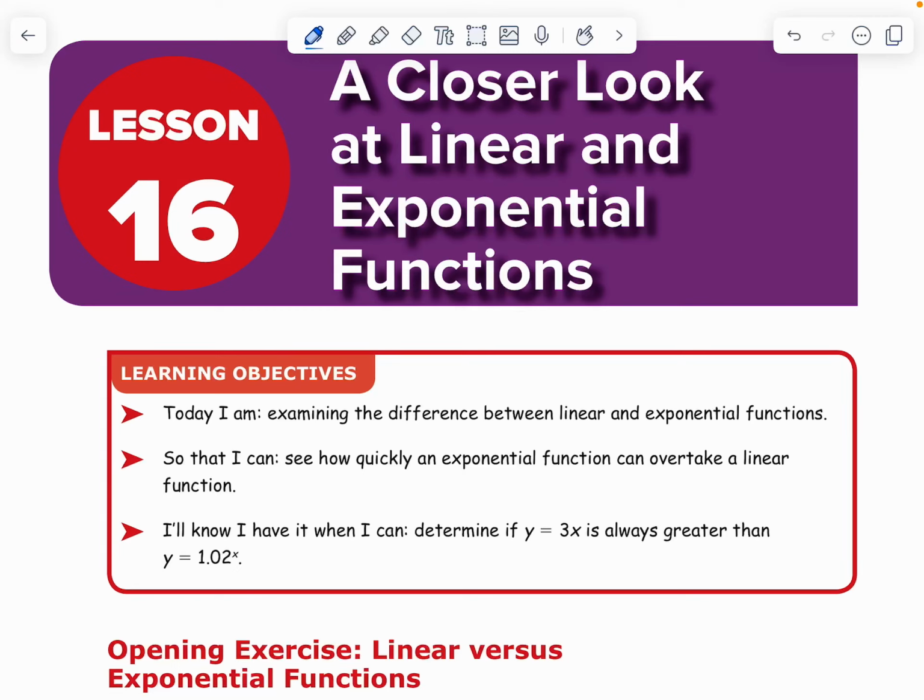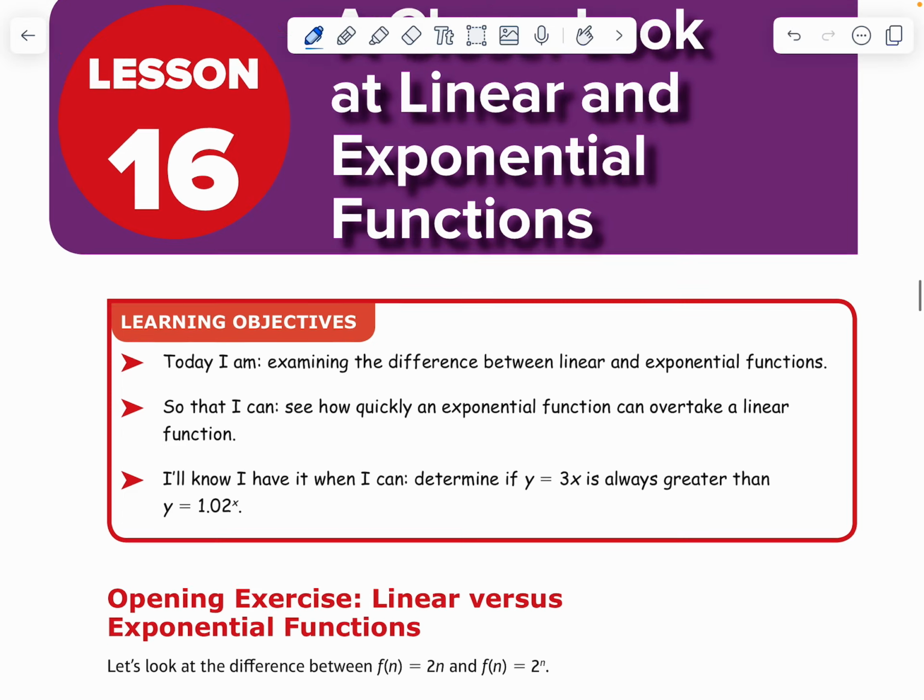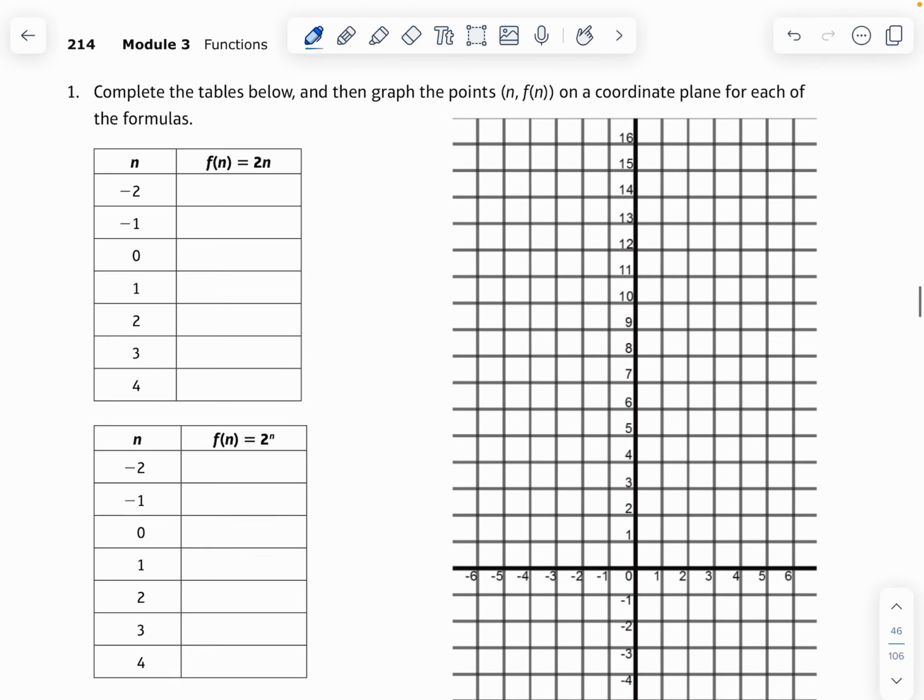Today we're going to look at linear and exponential functions. So let's take a look on the next page. We're going to complete the tables below, and then we're going to graph them. If you notice in the first table, we have our x and our y, our input and our output.